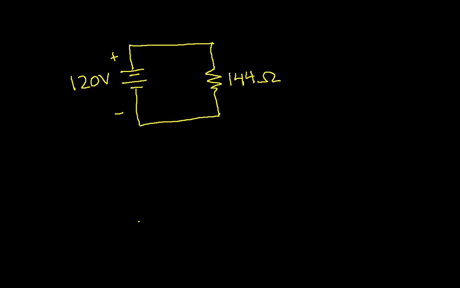But for now, just think of this as a voltage source of 120 volts connected to a resistor of 144 ohms. And so we'll define a current here, and our goal is to find this current.